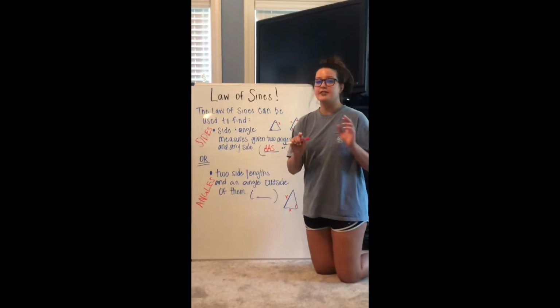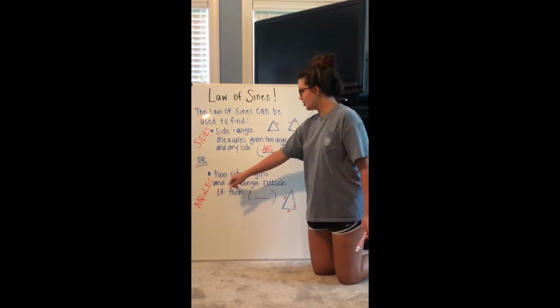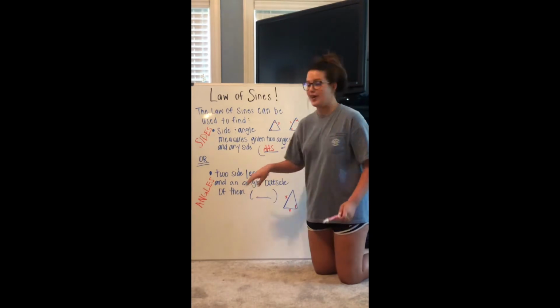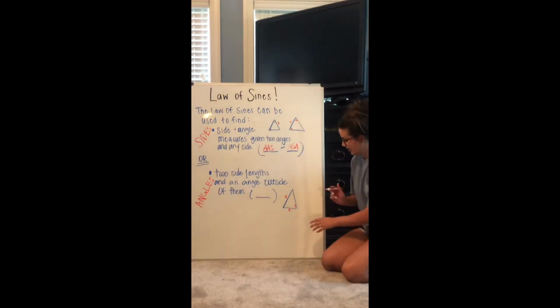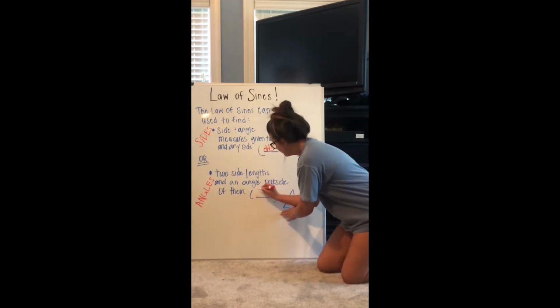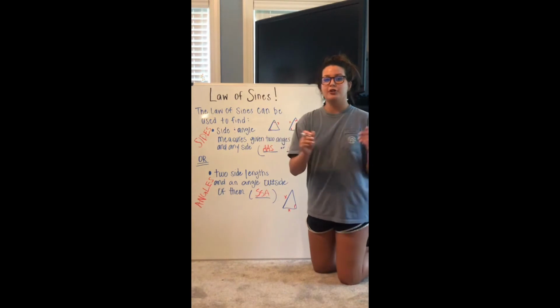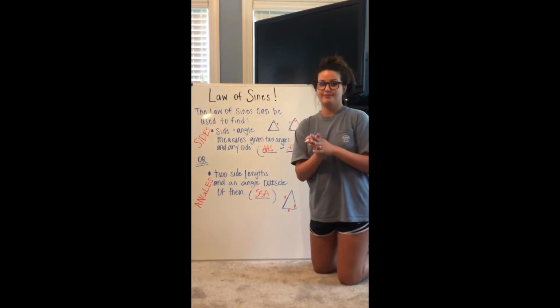Okay? The next situation is we're finding missing angles, okay? Two side lengths and an angle outside of them. This can be seen as side, side, angle. Next, we're about to learn the law of sines formula.